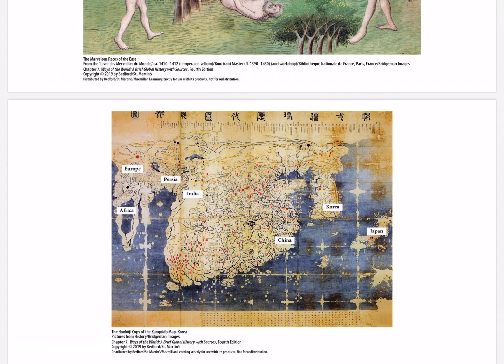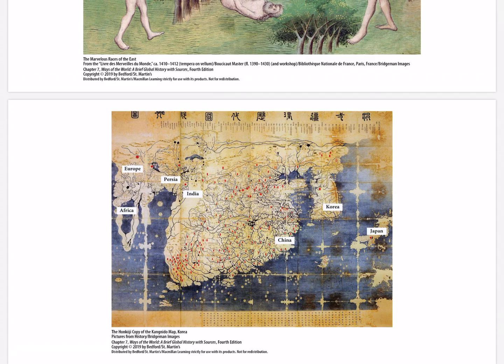All right. Kangnido, a copy of the Korean map. So let's compare this map with a modern map of Africa and Eurasia. Which regions does the map depict most accurately? Which ones are least accurate? And why might this be the case?